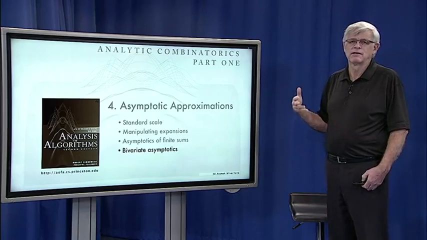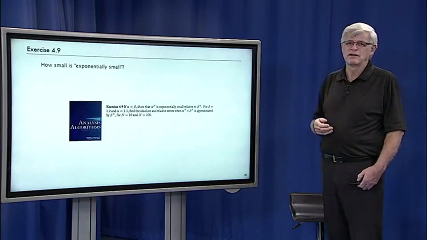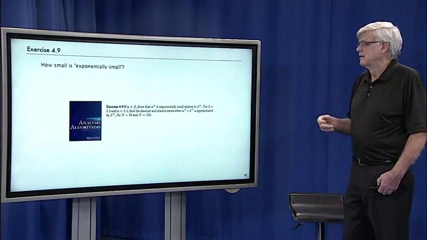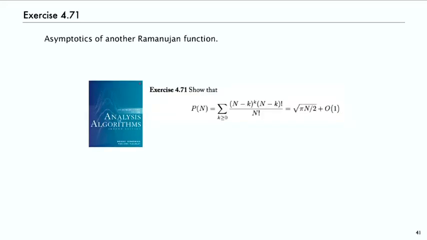Now I want to finish up by giving a few exercises that you might do before the next lecture to test your understanding of asymptotics. The first one has to do with where I started: how small is exponentially small. This is just trying a couple of different values of alpha and beta, comparing alpha to the n and beta to the n, and really showing that alpha to the n is the larger one is going to be a really good approximation.